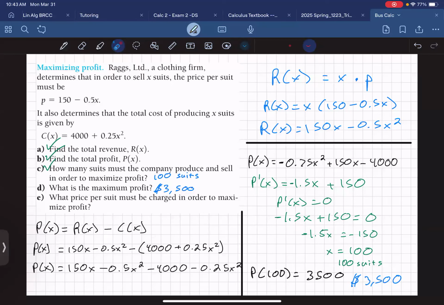Now, this last one, what they want you to do, now that we got that one, it says what price per suit must be charged in order to maximize profit. That goes back and says, don't forget you started with this price function. So we're going to go up here and say P equals 150 minus 0.5 times the 100, which will give us 100. So we need to charge $100 per suit.